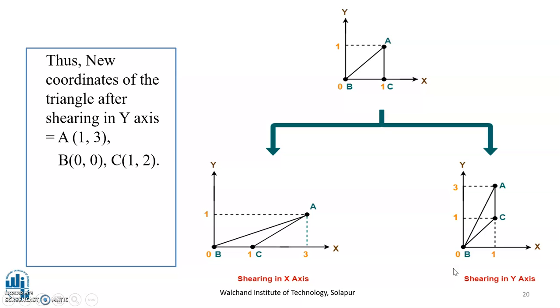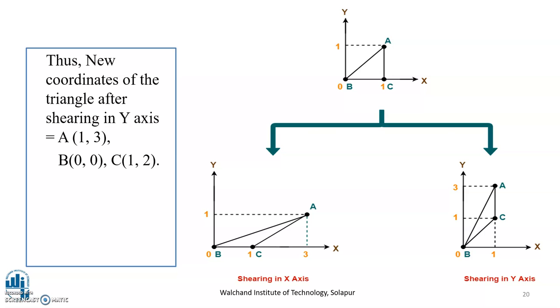I hope that you have understood the concept of two-dimensional shearing in the x-axis and y-axis, how to represent a shearing matrix in the normal form and also in the homogeneous form, and you have got an idea of solving and applying the matrix equation to a given graphics primitive.